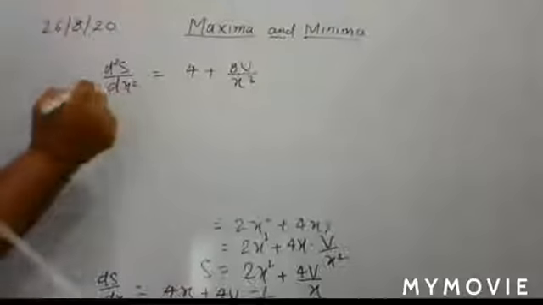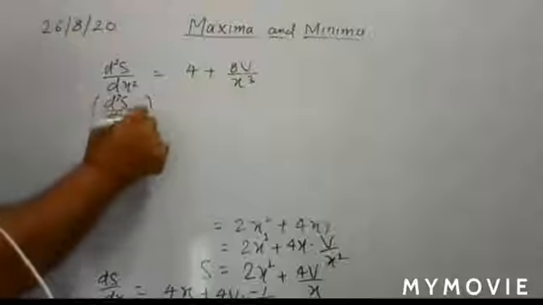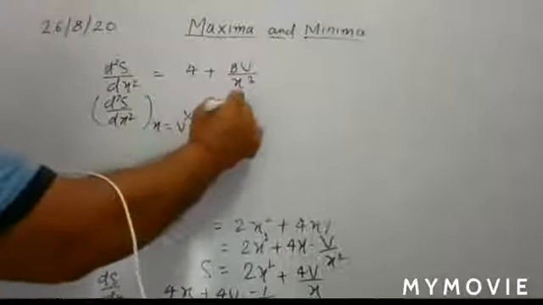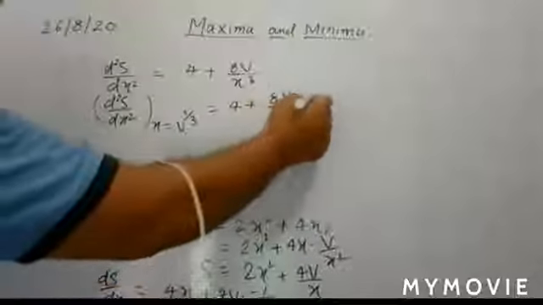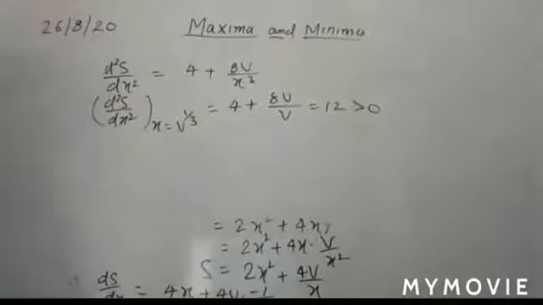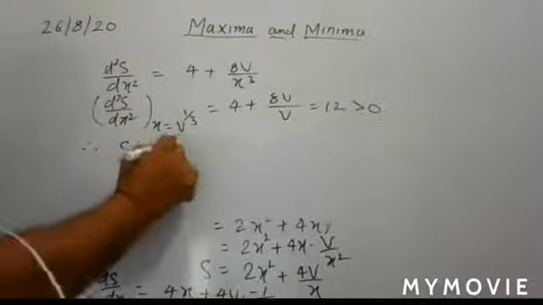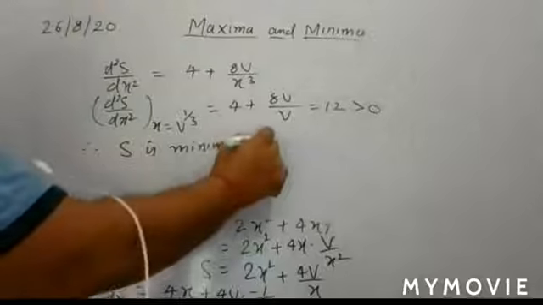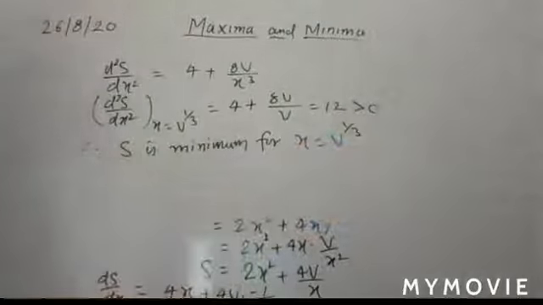Now you find the value of the second derivative at x equal to v to the power 1 by 3. So here you have 4, and 8v upon x cube is also 8. So overall here you have 12, which is greater than 0. So this shows that s is minimum for x is equal to v to the power 1 by 3.